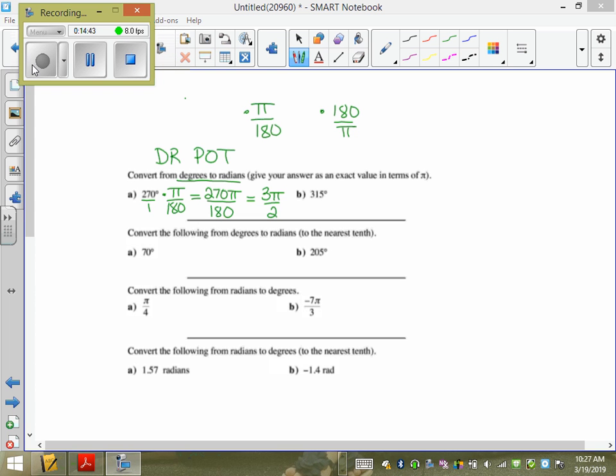So now we want to convert this one. And look at this. It says, give your answer as an exact value. That means not a decimal. So those of you on the test who, when I said exact values, gave me decimals, you actually gave me not what I wanted. Exact values are reduced radicals, or just not decimals, actually. Complete opposite of decimals. Okay. So 315 times pi over 180. We get 315 pi over 180, which equals what? 7 pi over 4?